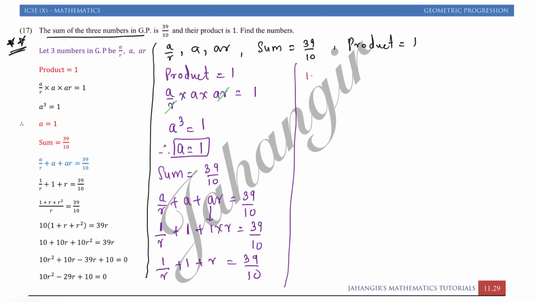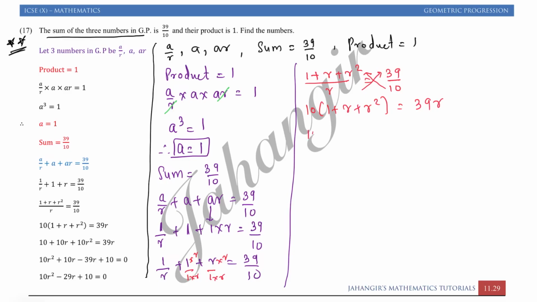Now we will take LCM. For the LCM we take 1 plus this is 1, this is 1, so here also I will multiply by R. What we multiply in the numerator, we have to multiply in the denominator. That is the rule for the LCM. We are just making the denominator the same. So you will get 1 plus R square upon R is equal to 39 by 10. Now we will cross multiply. 10 goes here, R goes here. So 10 into 1 plus R square is equal to 39R.